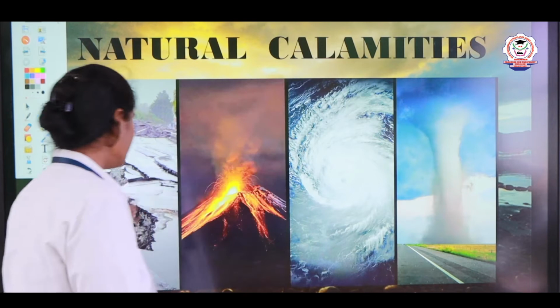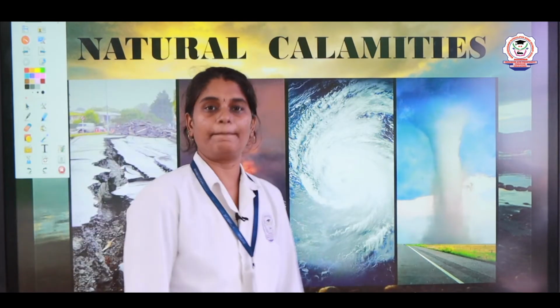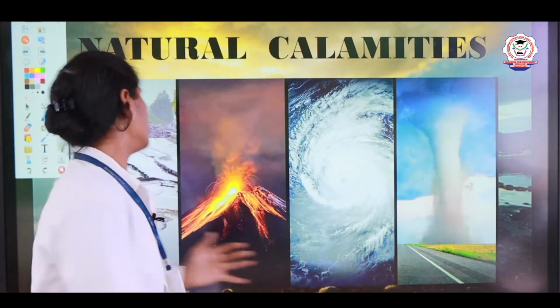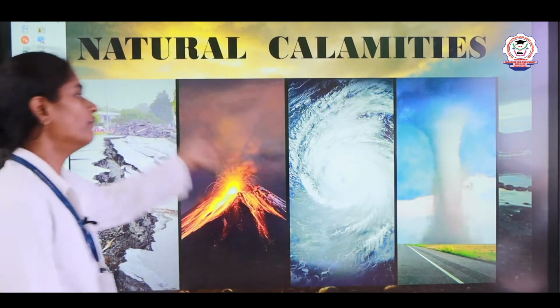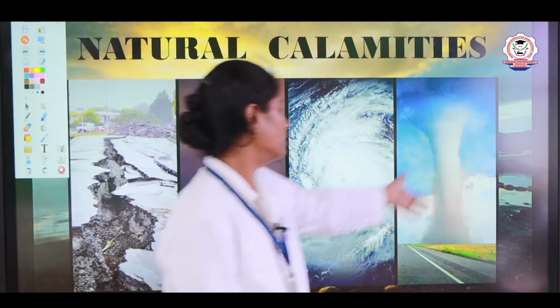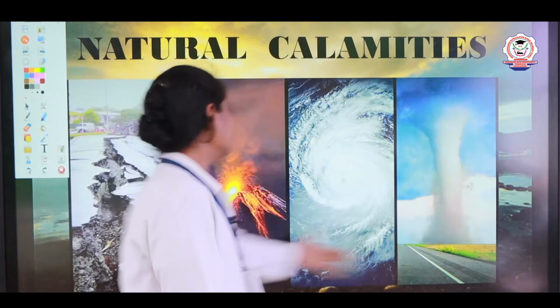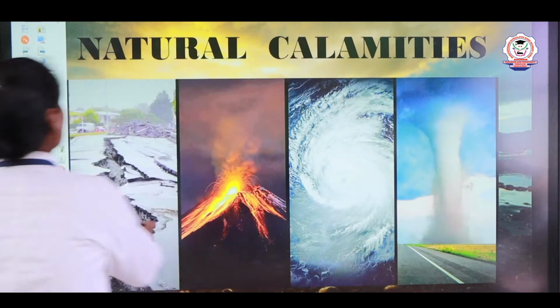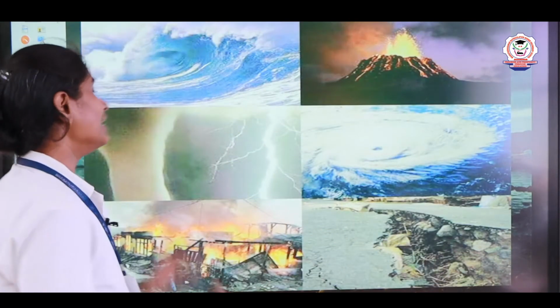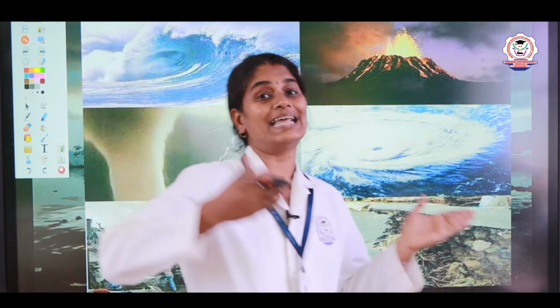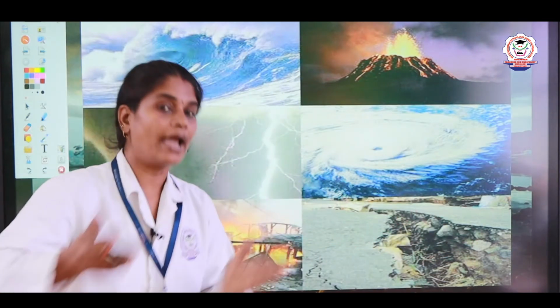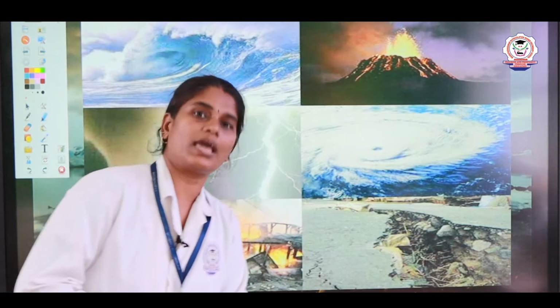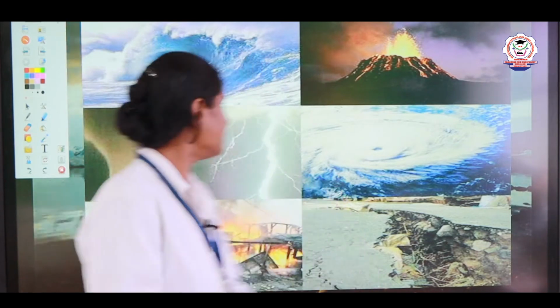Now, there are different types of natural calamities that happen on the earth, right? So, here you can see earthquake, volcano, cyclone, hurricane. So, these are all natural calamities and there are some more natural calamities also, right? So, let us see in detail how these natural calamities are caused and what the effects of these natural calamities are and how we can protect ourselves from the natural calamities, right.